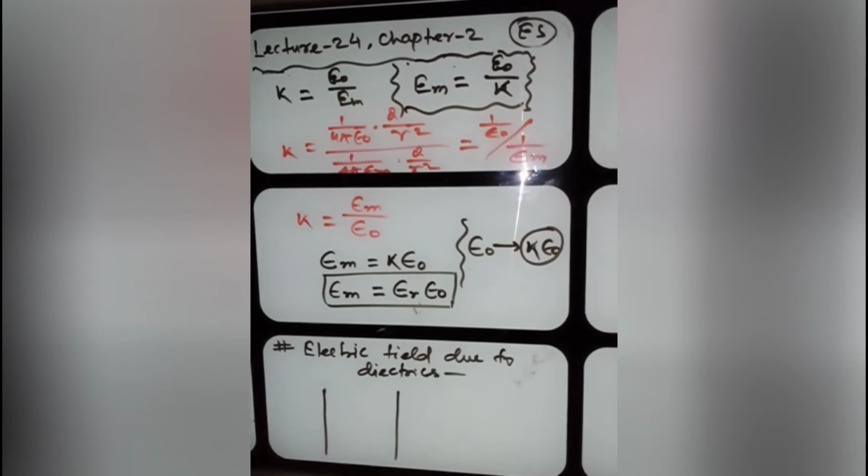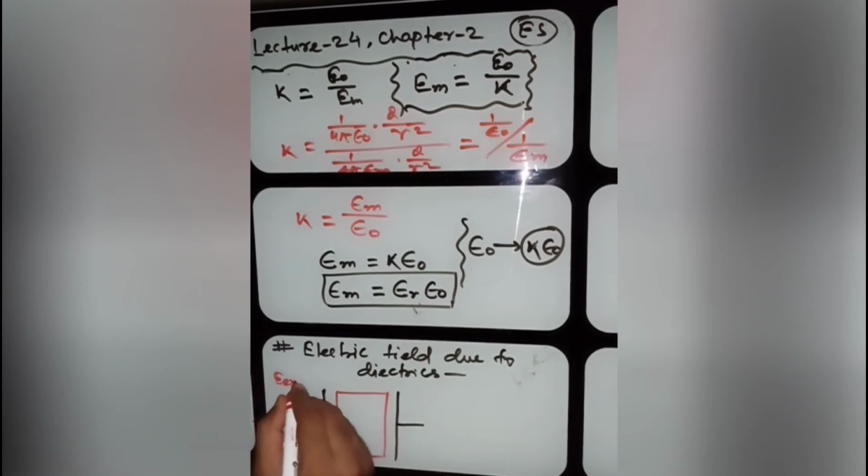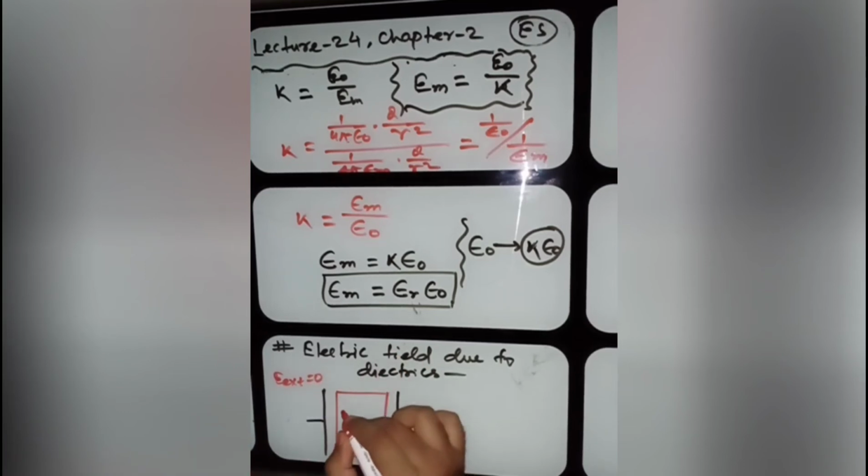Suppose this is a plate of a capacitor and we have filled a dielectric in between. I place a dielectric, and here the plus and minus potential is being given. What will happen to this dielectric slab? Suppose first the field is not given, when E external is 0, the case we are studying here.